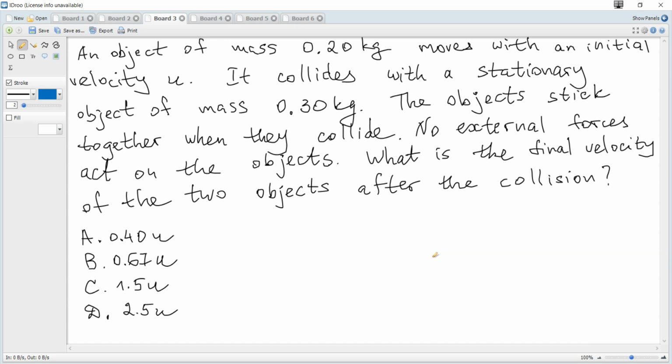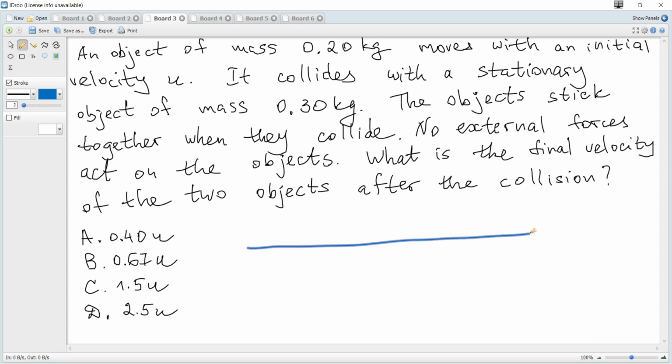So it's a question about collisions, and we remember that we can apply the law of conservation of momentum to find velocities before, after, and so on. And the law of conservation of momentum can be applied when there are no external forces. Here it is given.